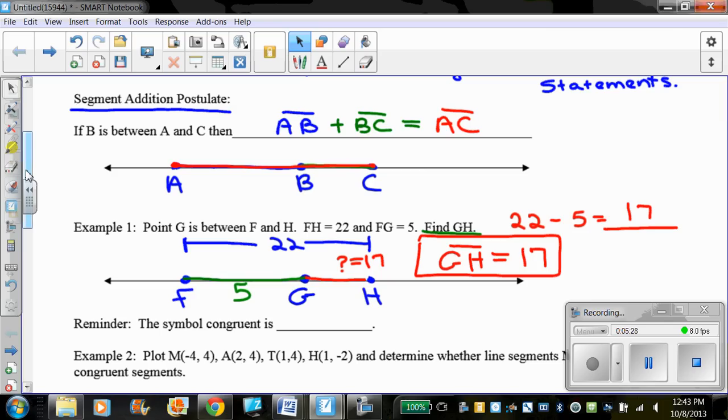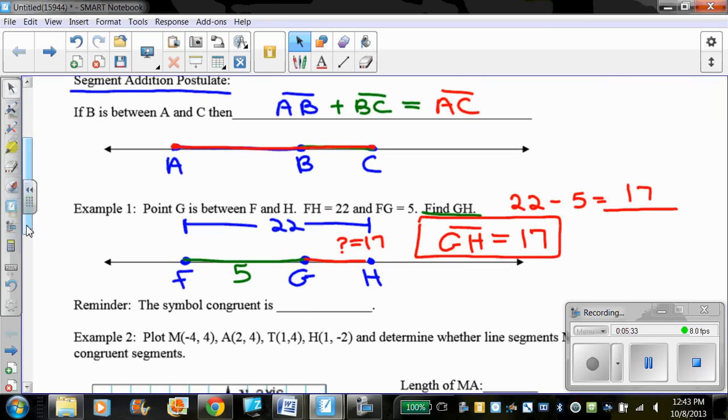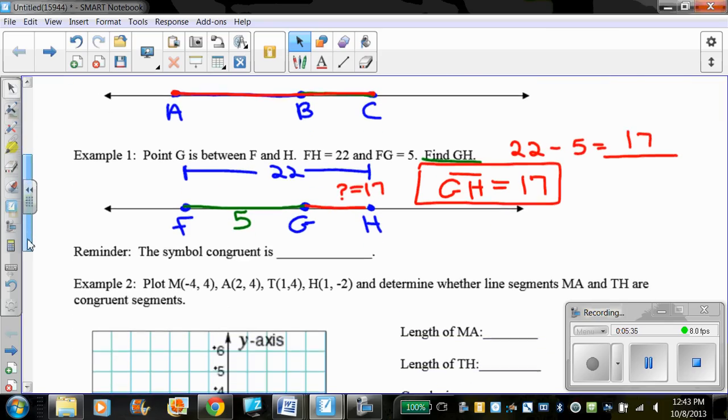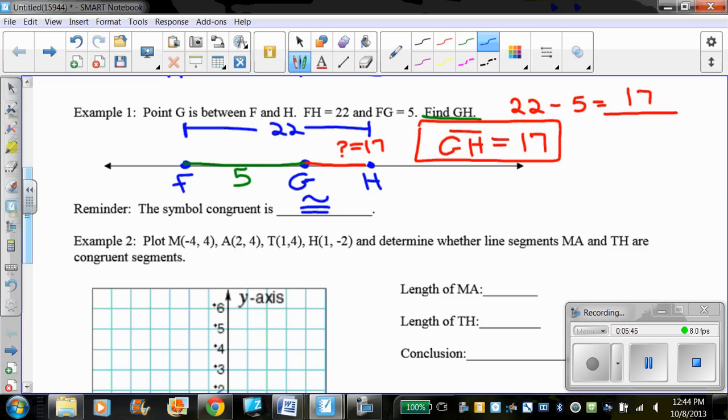Down here, there's a reminder, and just again taking a step back, all we've talked about is the segment addition postulate. We're now going to talk a little bit about congruence. First thing I need to remind you, though, and we've talked about it in the past, is that the symbol for congruent is an equal symbol with a squiggly line above it.